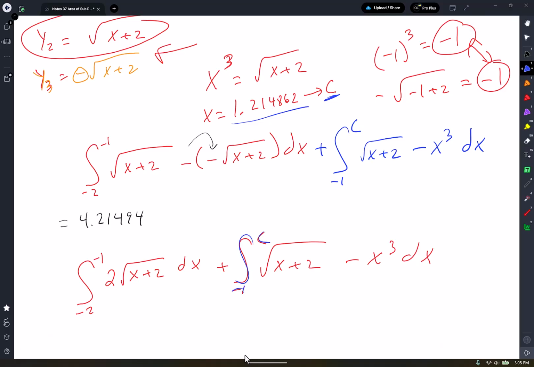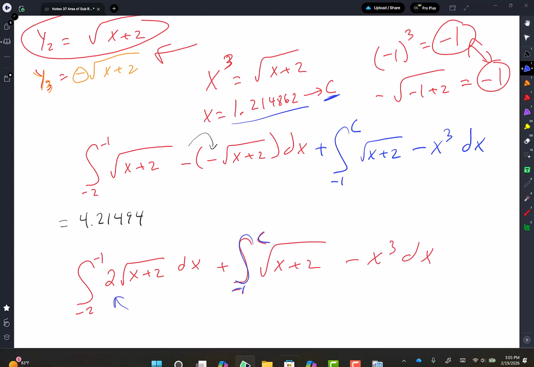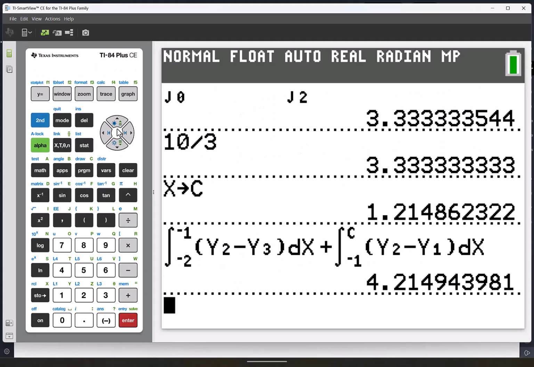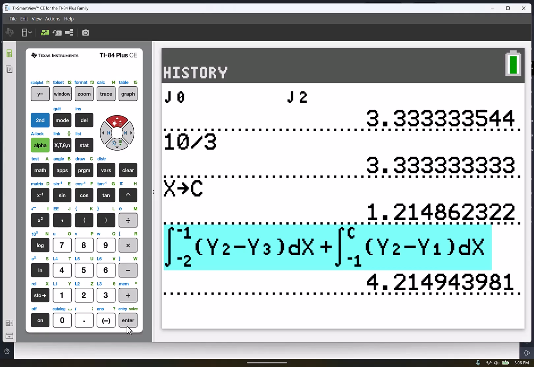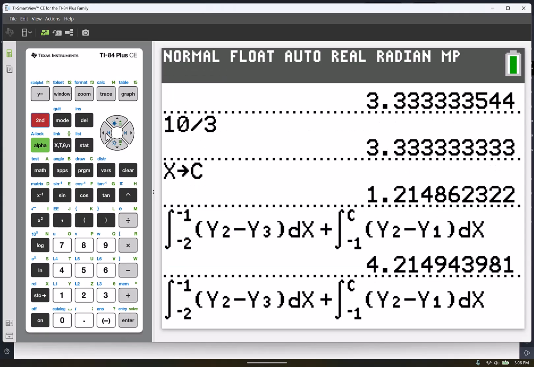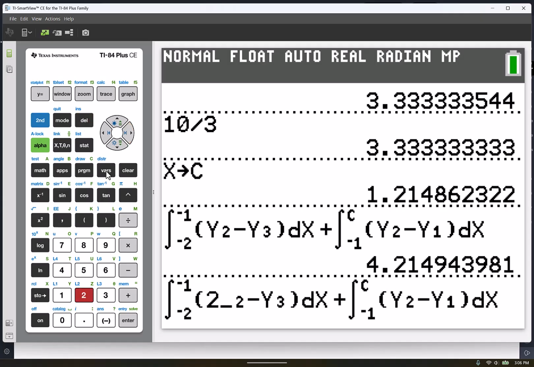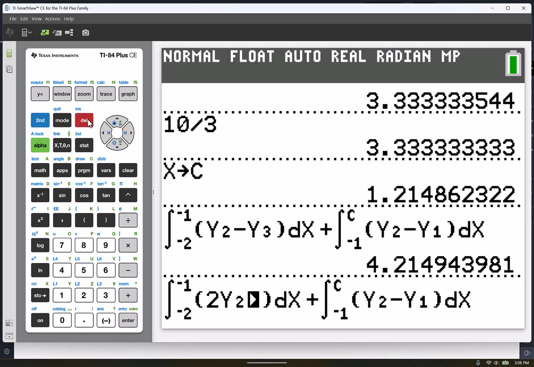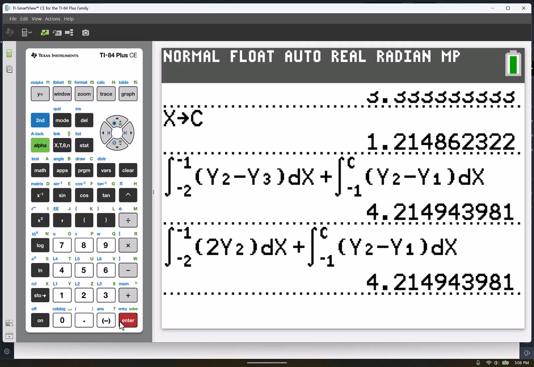Yep. This would have counted also, guys. I bet you it would work. Let's do that. I'm going to scroll up, push enter, go to the far left. I'm going to put a 2 in front of that Y2, second, insert 2. And I'm going to delete the minus and the Y3. All right, let's see if that works. Yeah, it works. You could do that. Cool or not cool?